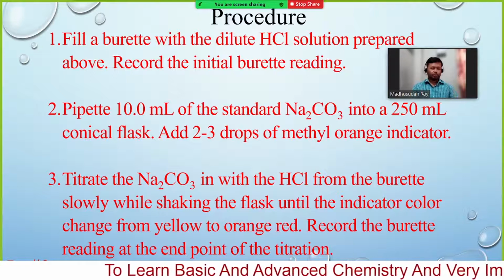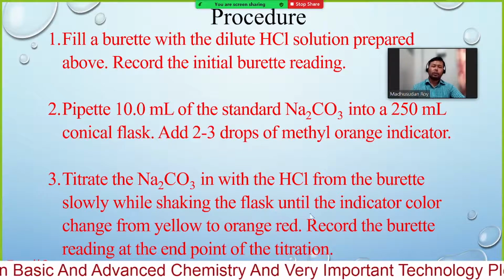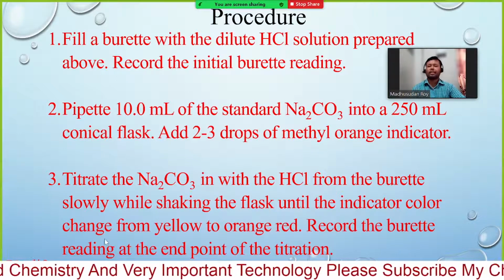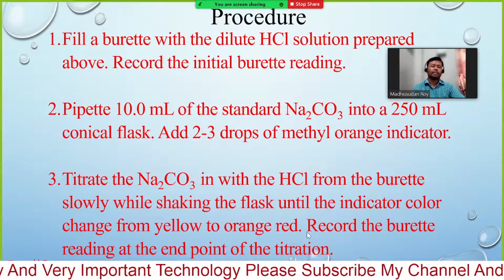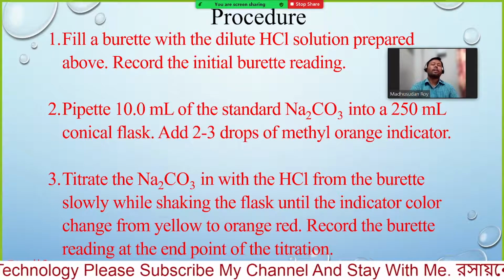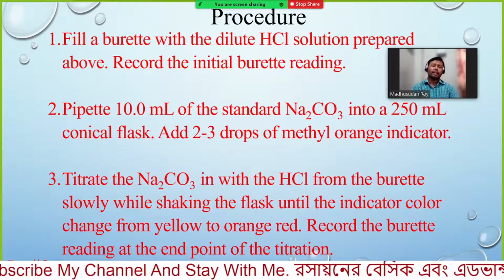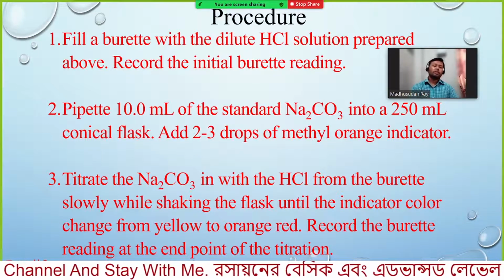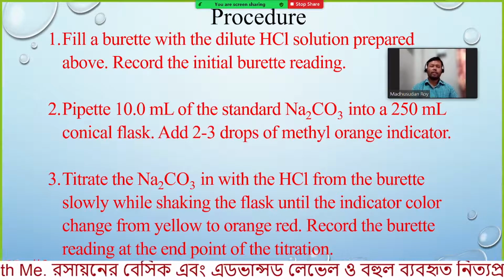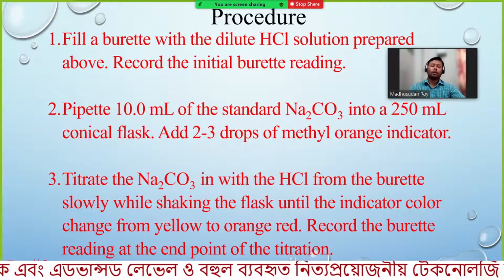Shake very well. Okay, titrate the sodium carbonate with HCl from the burette slowly while shaking the flask until the indicator color changes from yellow to orange red. That means initially it will be yellow, and then the color will change to orange red. That will be very good to see. Record the burette reading at the end point of the titration.